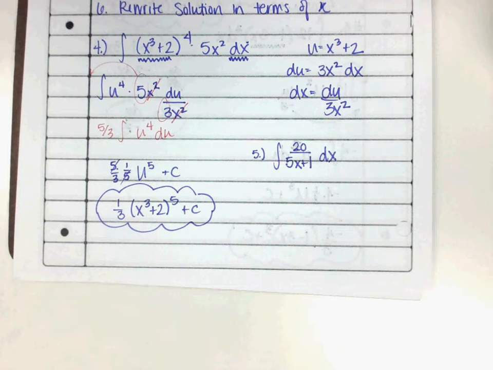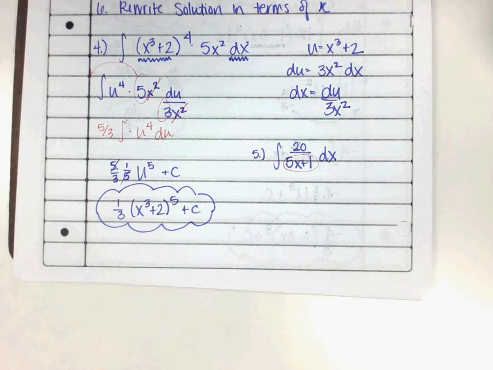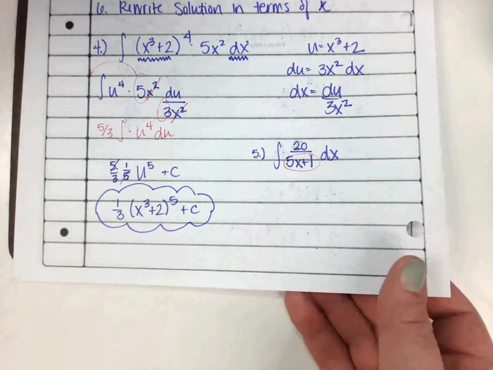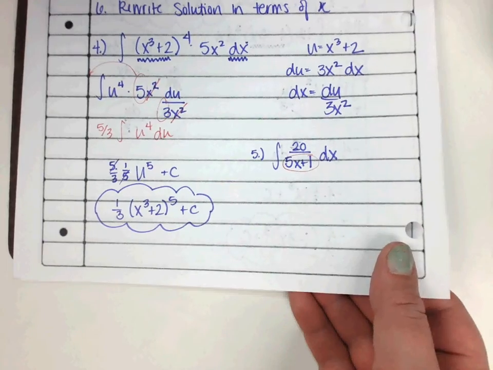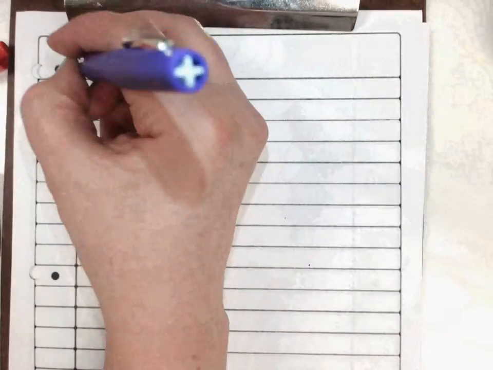Yes, okay, very good. The u should be just this part right here, 5x plus 1. Because where is that? That's inside the fraction. So give it a shot. So 5x plus 1, that's going to be your u. We're doing number 5 right here. Where's the problem? Right there. So it's 20 over 5x plus 1.